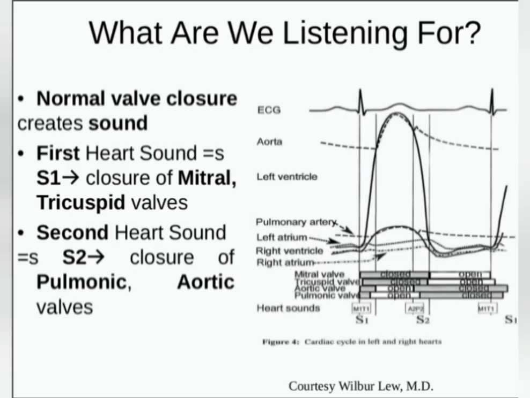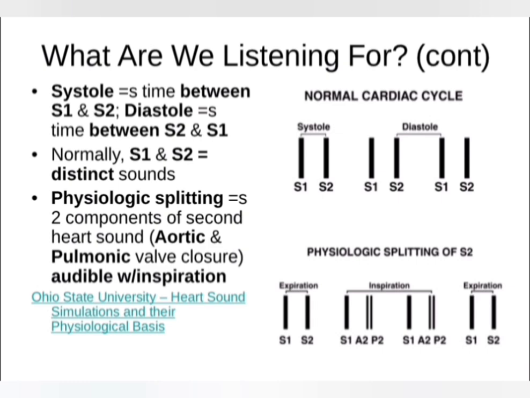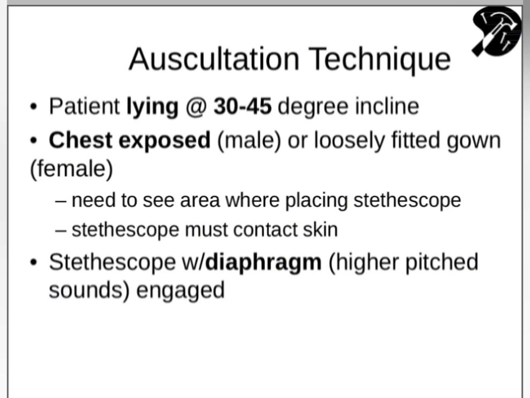The heart is a unique organ. Even in normal people you will hear S1 from mitral and tricuspid valve closure, and S2 from pulmonic and aortic valve closure, as shown in this cardiac cycle of systole and diastole. Systole is the time between S1 and S2, and diastole is the time between S2 and S1. So it is a dynamic process. Physiological splitting is aortic and pulmonic splitting, audible with inspiration. You can see it in the picture.